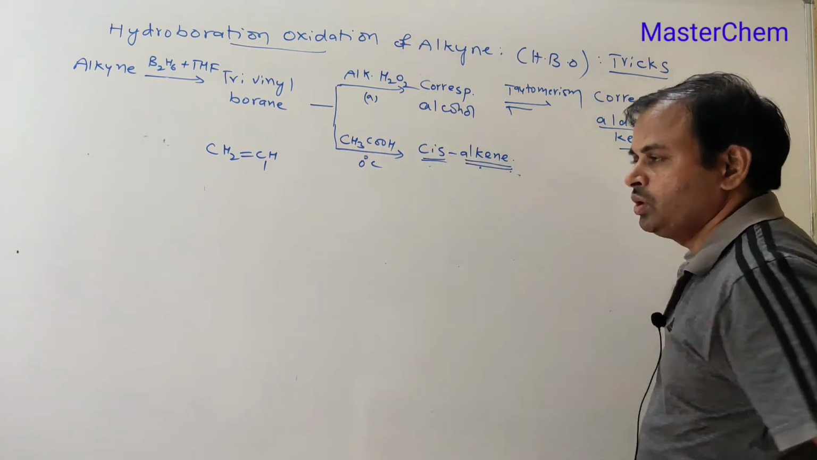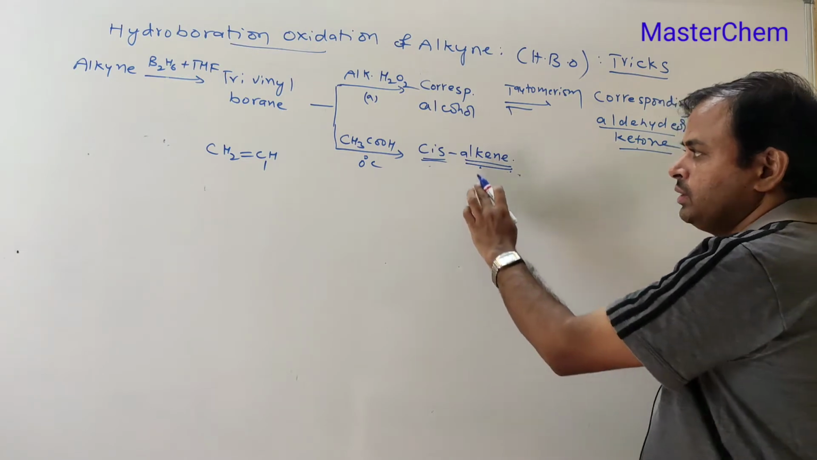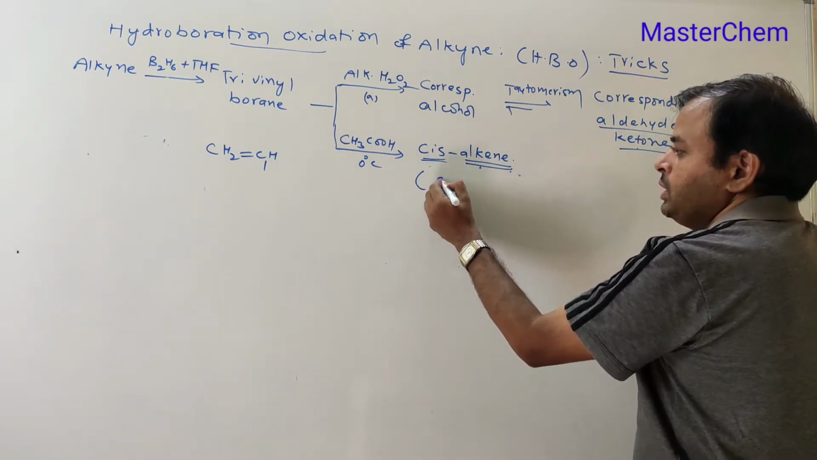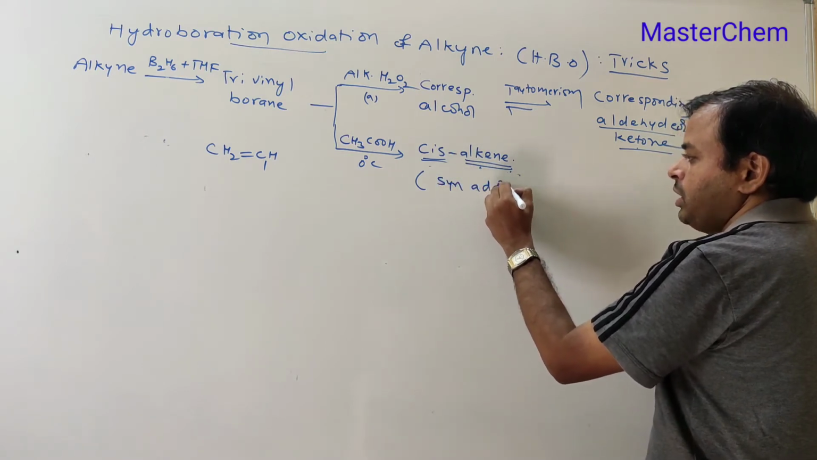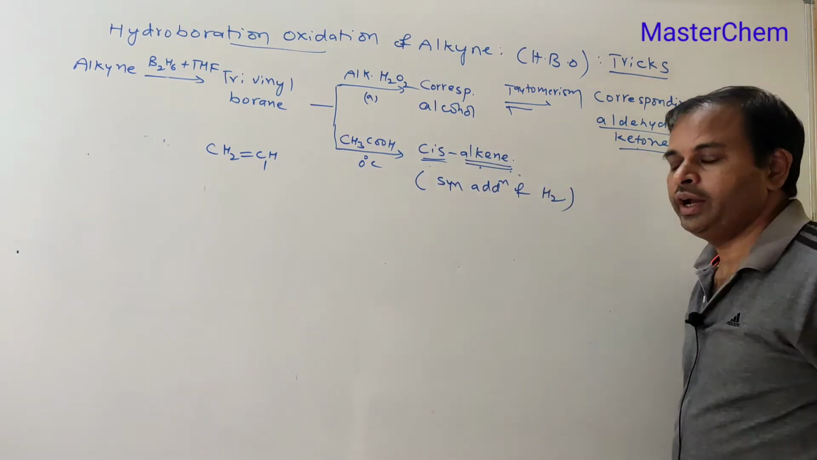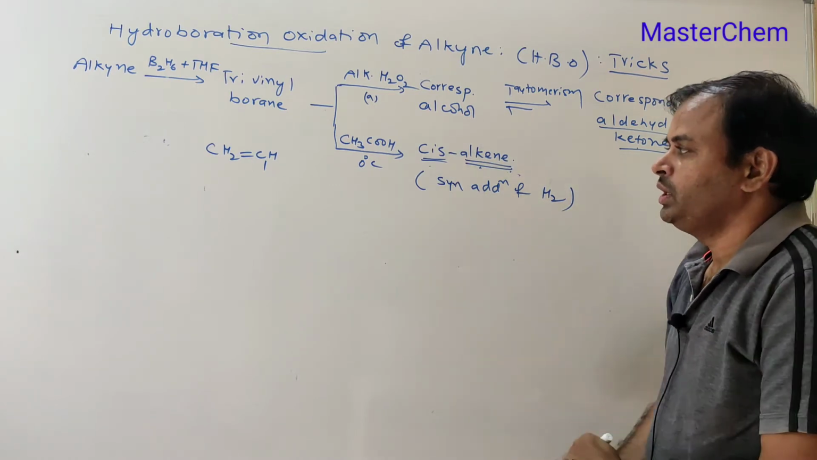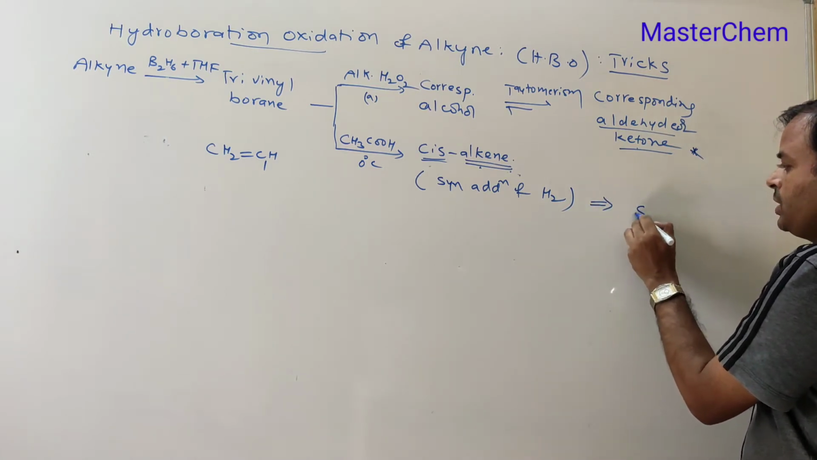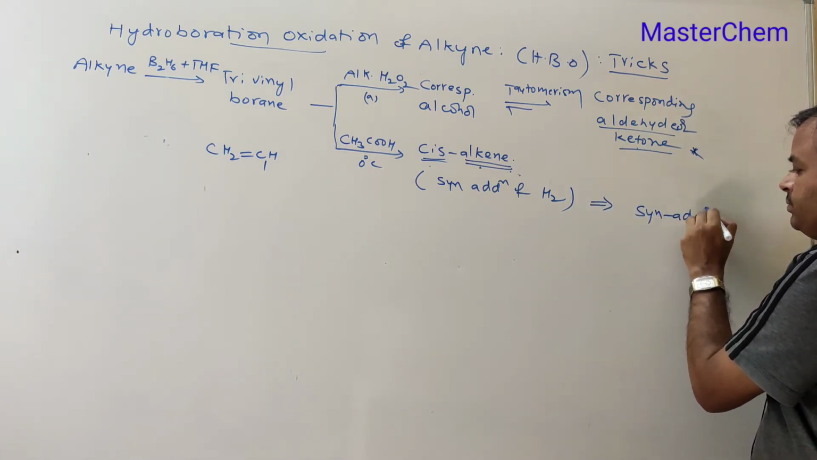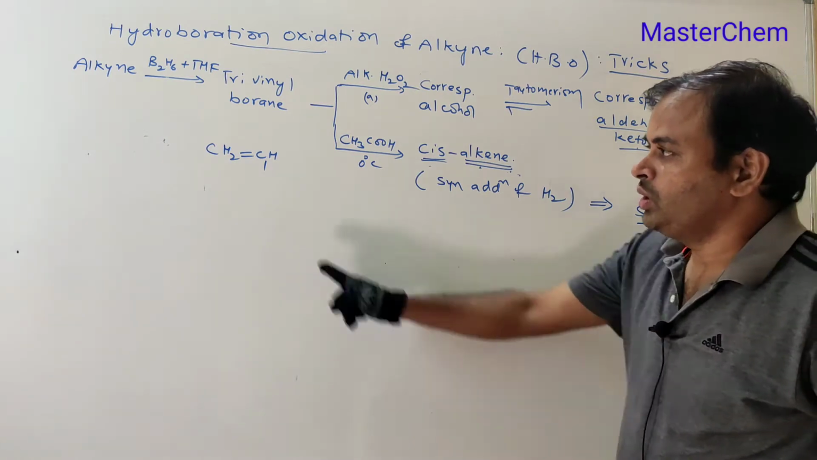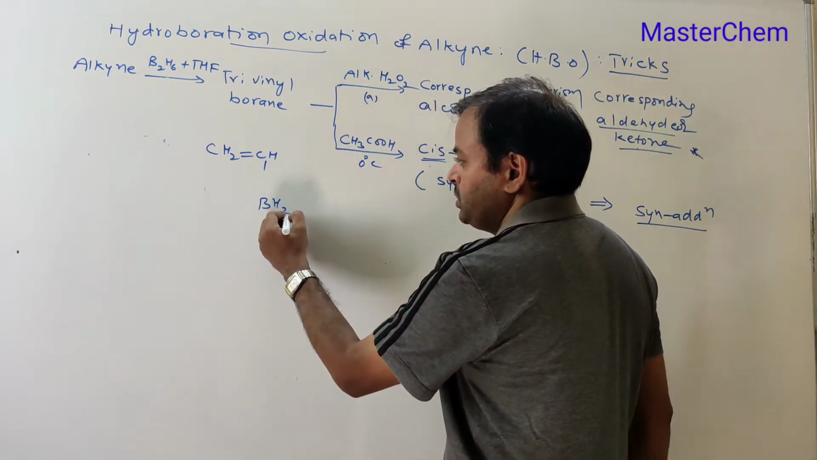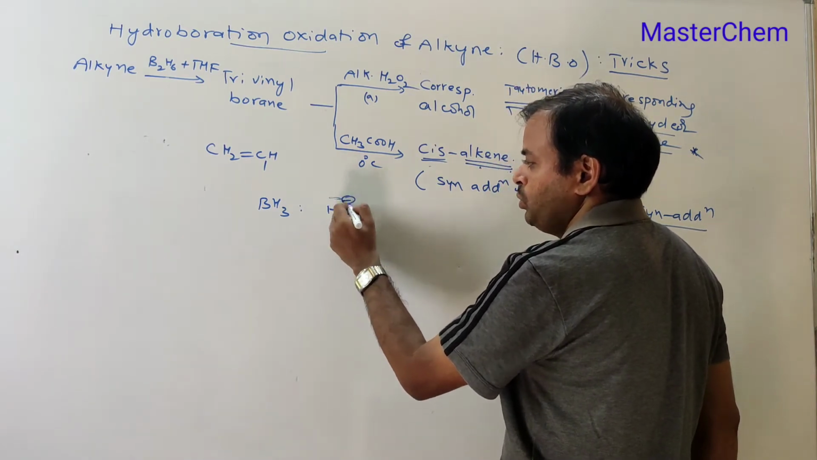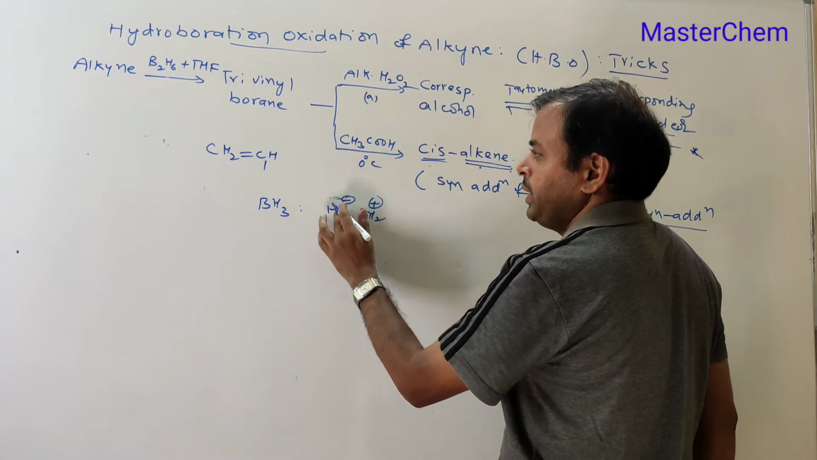If stereochemistry is present in the alkyne, then it will give cis alkene. So, syn addition of H2 takes place. So that leads to the formation of cis alkene. That's why hydroboration reaction is a syn addition. Here BH3 addition also takes place. So H minus, BH2 plus.